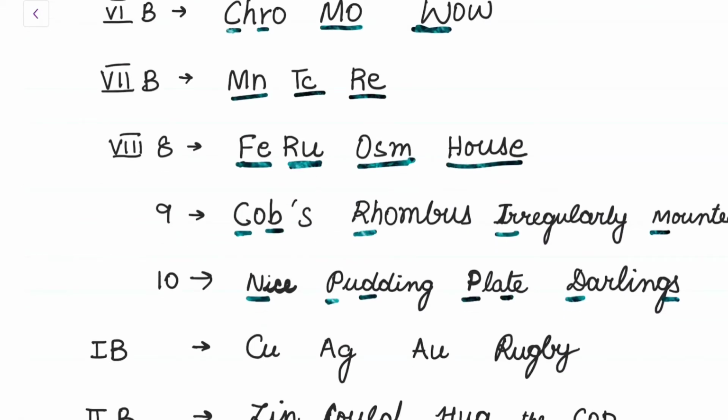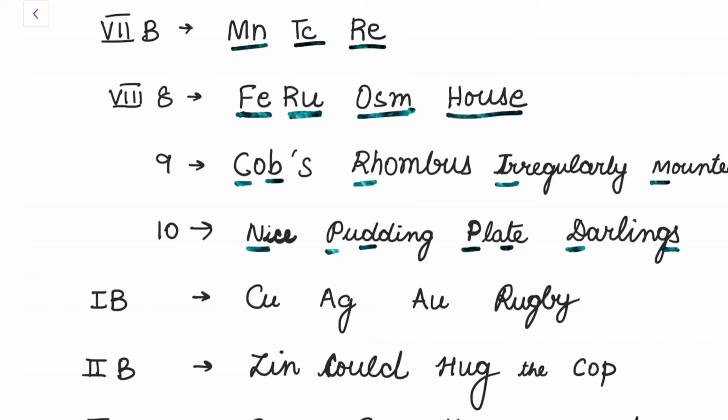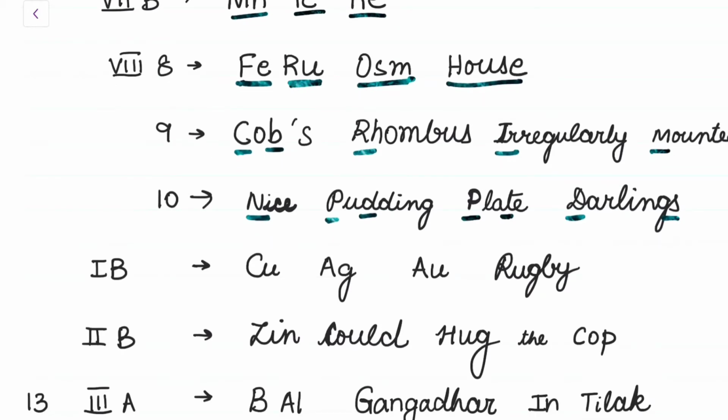Coming to the 1B group of elements, which is copper, silver, gold. All these are coinage metals, so remember it in that way itself. I have added rugby here. Alright, so rugby is basically the Rg, roentgenium. So copper, silver, gold, roentgenium. Alright.